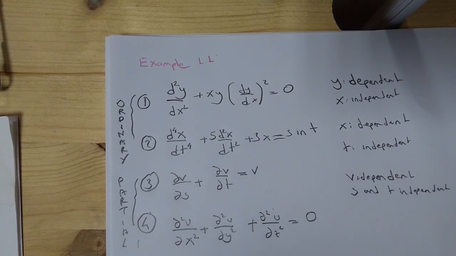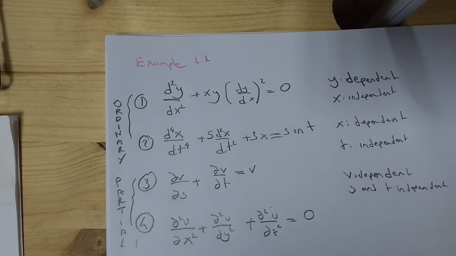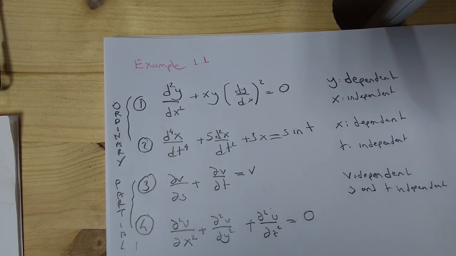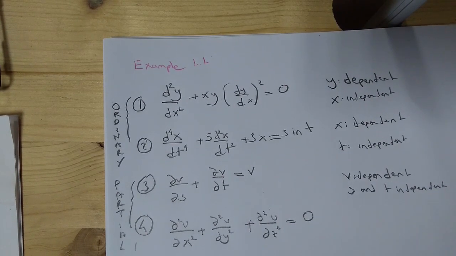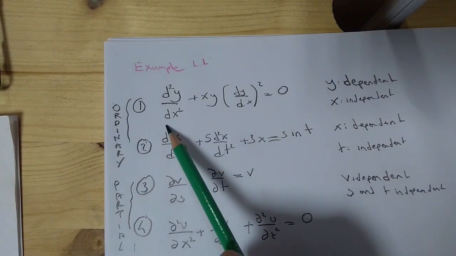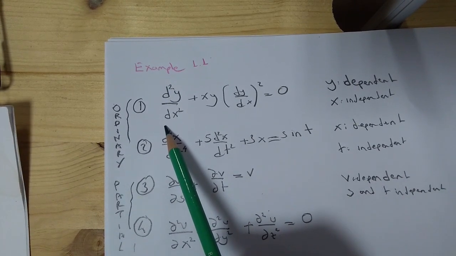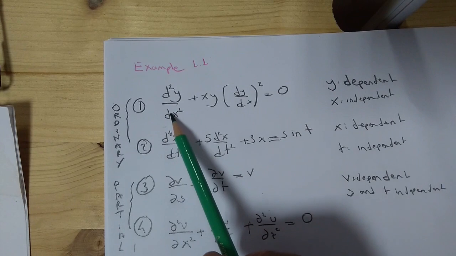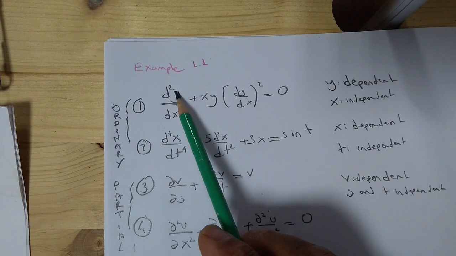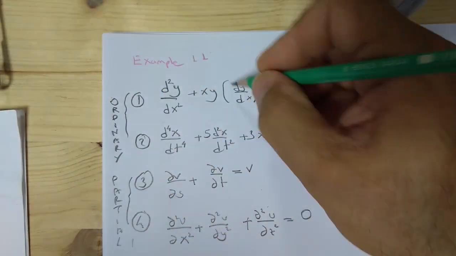Having said that, let me talk about another classification. The order of the highest order derivative involved in a differential equation is called the order of the differential equation. Let's look at the definition. The order of the highest order derivative, which is 2, second, involved in a differential equation is called the order of the differential equation. So this is a second order differential equation.